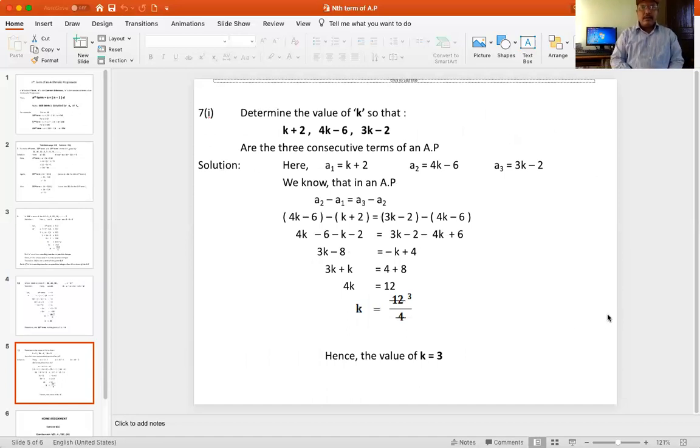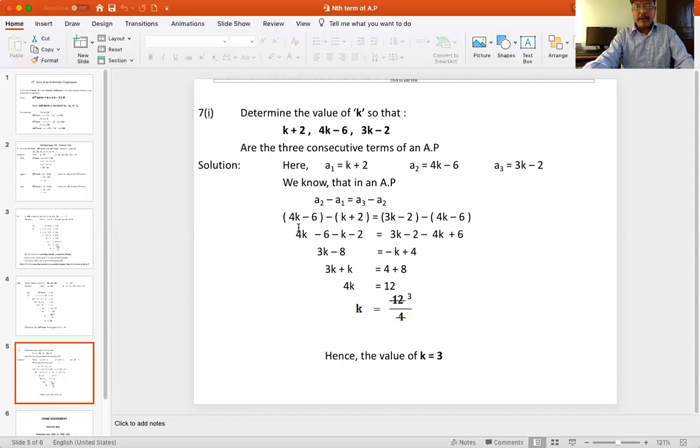Let us look at question number 7.1, which says, determine the value of k so that k plus 2, 4k minus 6, 3k minus 2 are three consecutive terms of an AP. So here, your A1 will be k plus 2, your A2 will be 4k minus 6, your A3 will be 3k minus 2. Now we know that in an AP there is always a common difference, and that common difference is given by A2 minus A1 is equal to A3 minus A2. Now putting the values, 4k minus 6 minus your A1, k plus 2, equal to your A3, 3k minus 2, minus your A2, 4k minus 6.